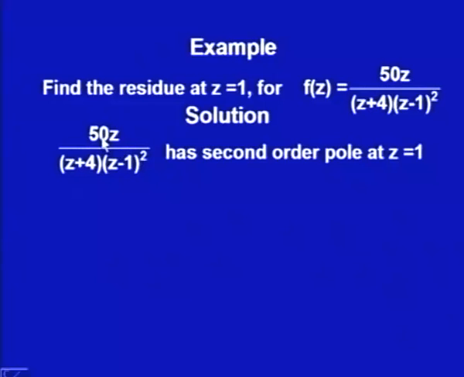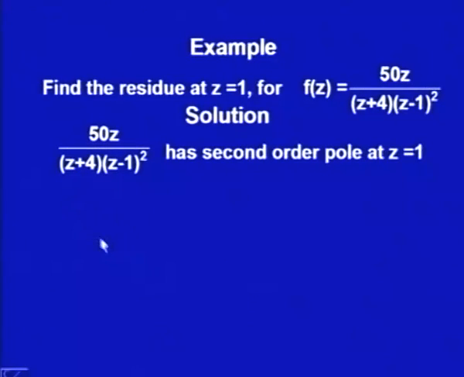We see the function is of the form p(z) upon q(z), and q(z) has zeros at minus 4 and at 1. Moreover, the zero at 1 is of order 2. In other words, this function has poles at minus 4 and 1, and the pole at 1 is of order 2. So this is a second order pole at z equal to 1, and we have to find the residue at z equal to 1.